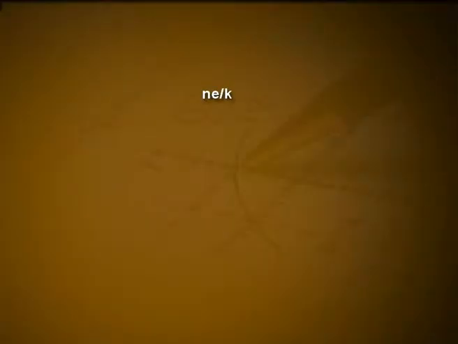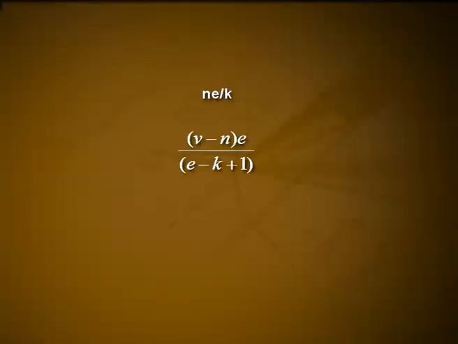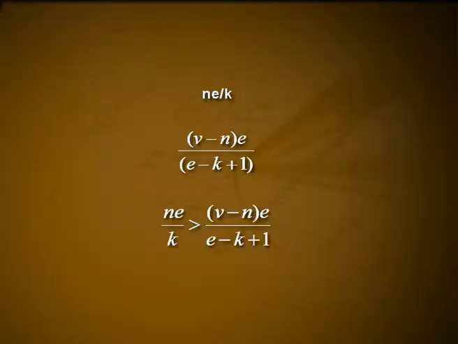The proof is like this: a coalition of n voters can give each of k candidates ne/k votes. The least popular of E minus k plus 1 other candidates could receive no more than (V minus n)E/(E minus k plus 1) votes. Thus, the coalition of n voters can guarantee the election of k candidates if ne/k is greater than (V minus n)E/(E minus k plus 1).